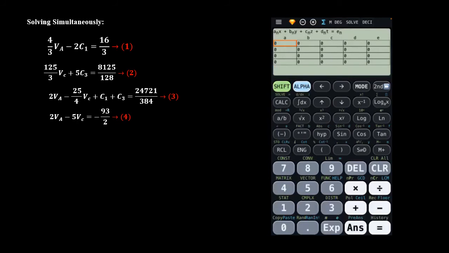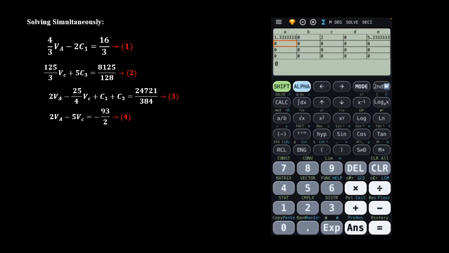So for the first equation, we have 4 over 3 VA. And then, we don't have VC. So, ang gawin natin is A is equals to VA, B is equals to VB, C is equals to C1, D is equals to C2. So, okay, let's continue. We don't have VA, so 0, plus 2C1, and we don't have C3. So, here, equals 16 over 3.